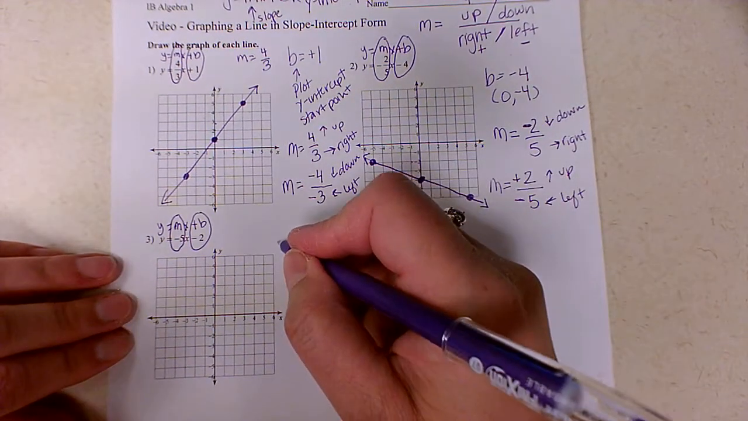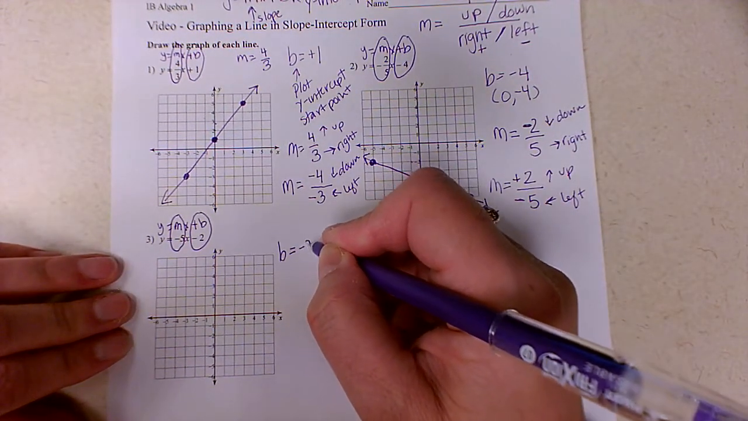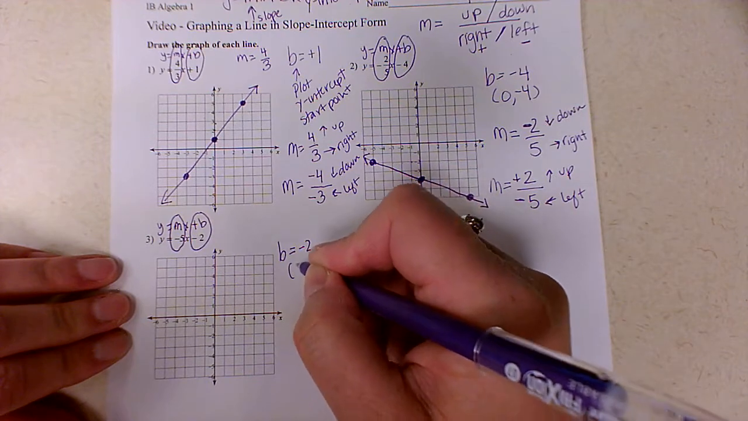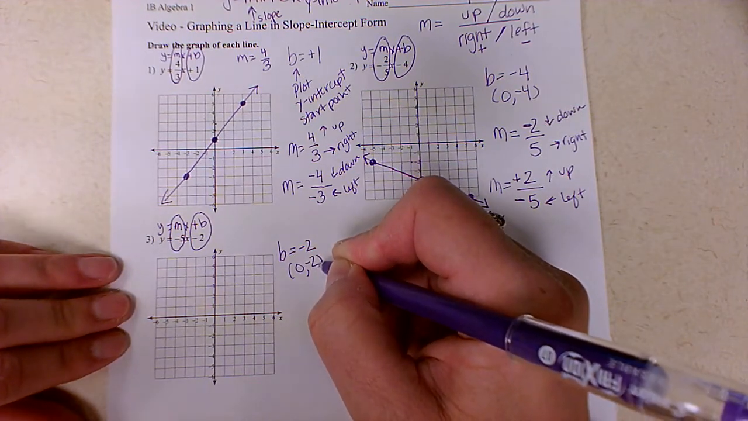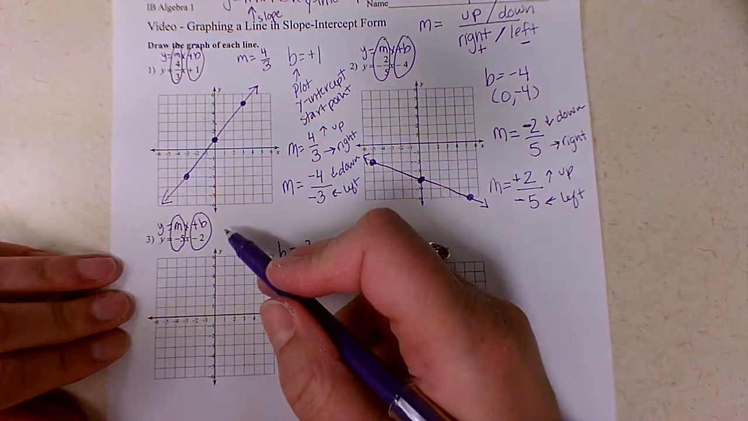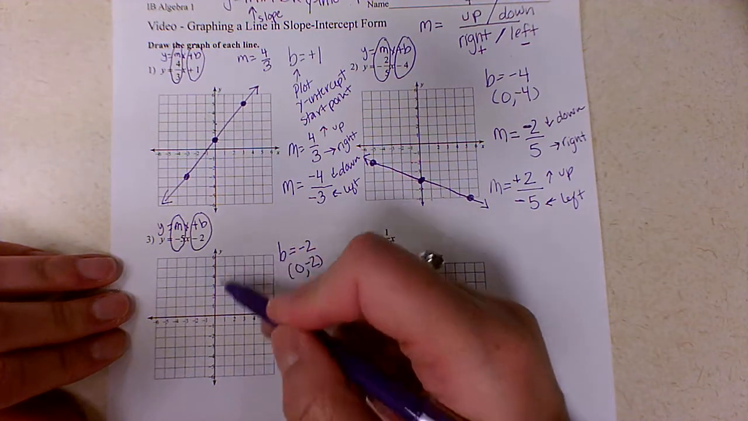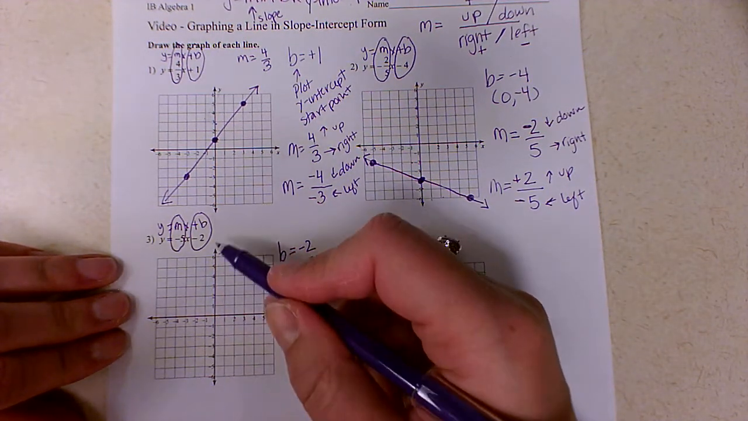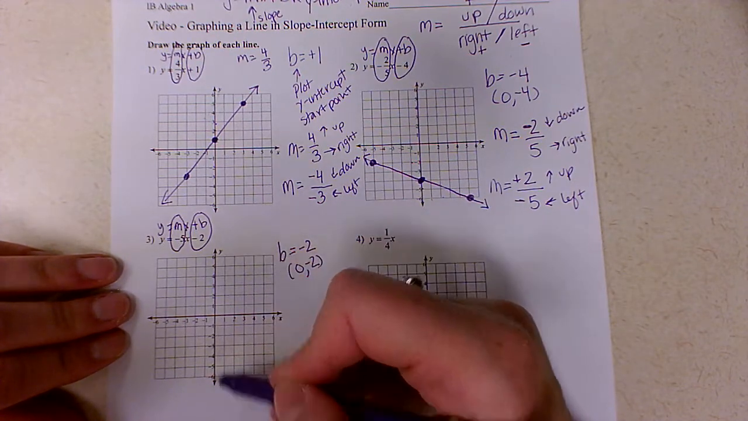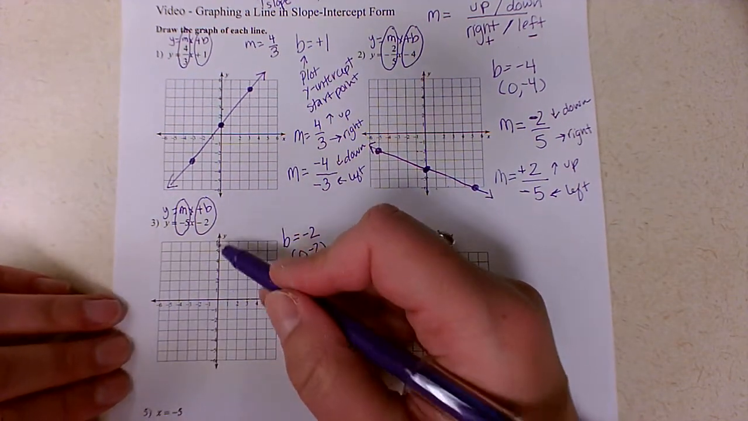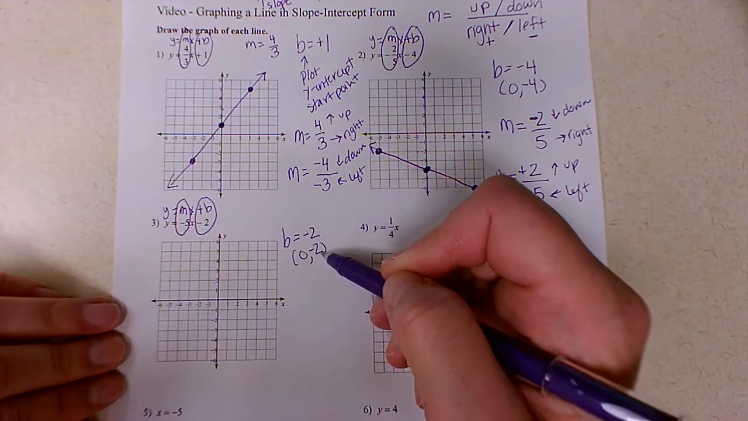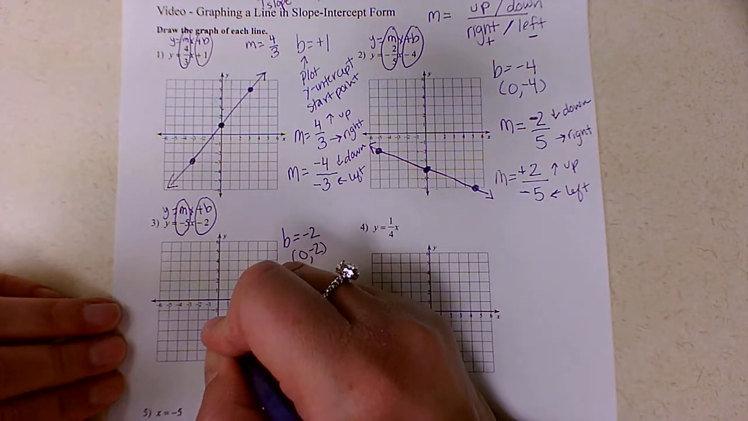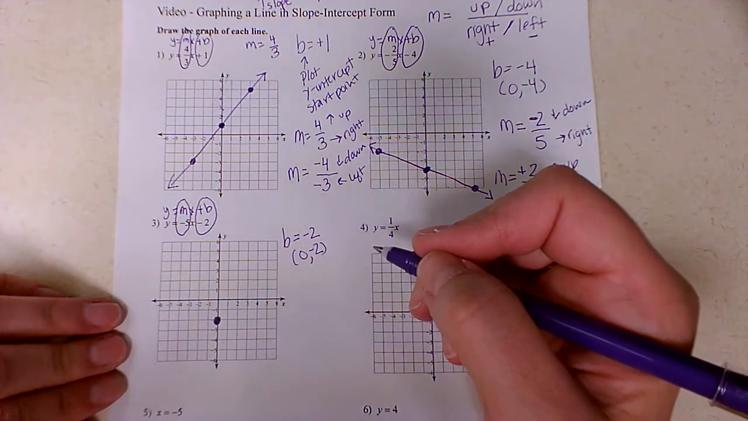So first, let's get our home base. B is negative 2. That is the point (0, negative 2). Let's graph that on the y-axis. You always start from this axis. Which one? The y. This one. The up and down one. Always start right here. So we're starting here. We have to start at negative 2, so that's down here. There's our home base.